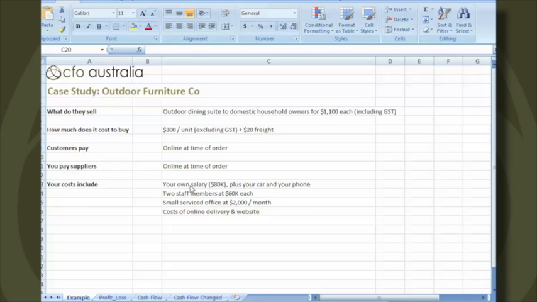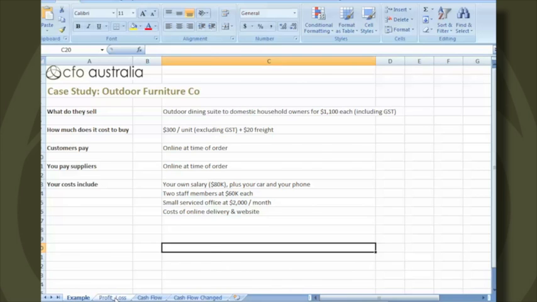In terms of the other costs in the business, there's your own salary in this. You pay yourself $80,000. You run your car and your phone and some other incidentals through this business. You have 2 staff members who deal with all the ordering and the follow-up customer service. This is a premium product, so it's a high touch point with clients. You have a small service office just for some of your basic admin. Obviously, the biggest component of this is your online delivery with your website and those sorts of things.